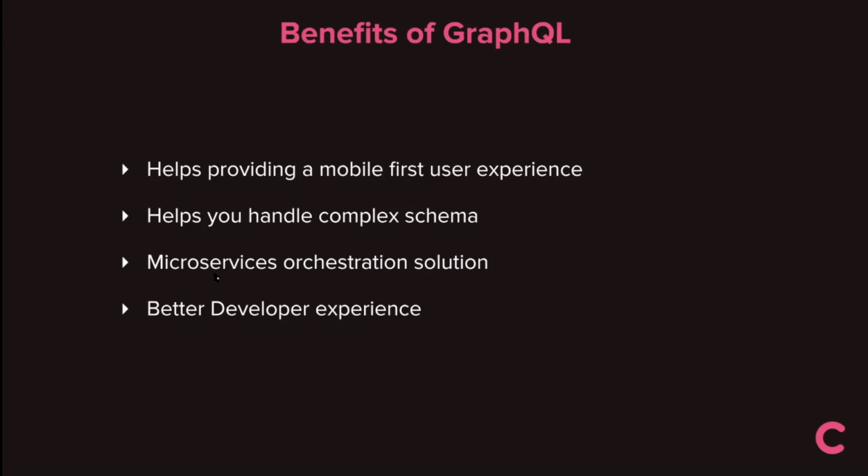So some of the benefits of GraphQL: it helps provide a mobile-first user experience. Since mobile apps have rich UIs and are used over slow networks, GraphQL helps to load only the relevant data without killing the developer experience. It helps handle a complex schema. Since modern UI applications are more and more complex, using data far away from the REST CRUD-based API, GraphQL allows you to combine data from different sources. GraphQL, especially when you're using Apollo server, provides many features to hide backend complexity from the clients. And then it just gives you a better developer experience.